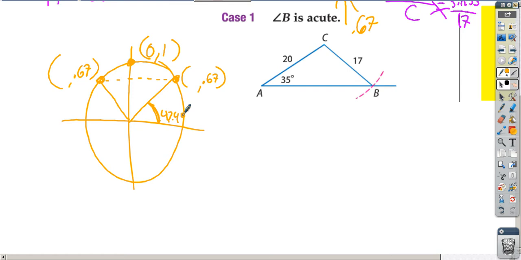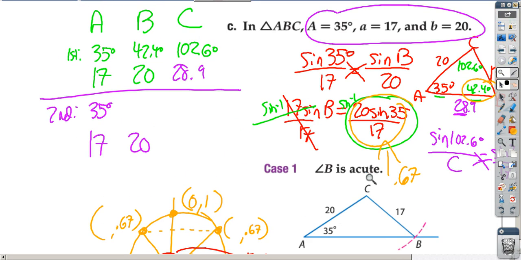What else has a sine of 0.67 though? And the answer is this red angle right here, which has a reference angle of 42.4. How do you find the red? You do 180 minus 42.4. That turns out to be 137.6 degrees. Okay, so 137.6. So you might remember the other example, in the other example we said, how do we know if there is a second triangle?